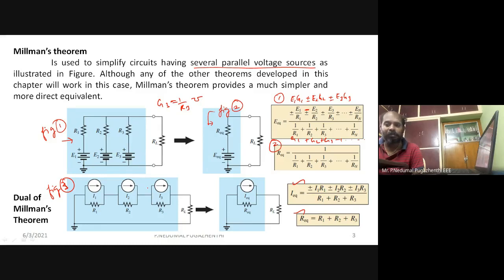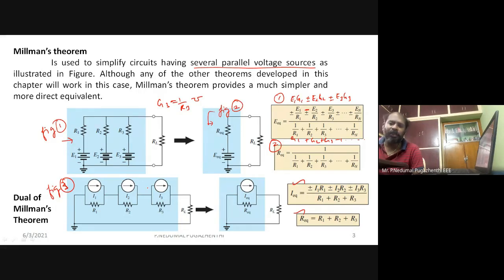This is a direct formula-based theorem, which can also use a three-step methodology using source transformation, and then we can adapt Millman's theorem there. That is also possible. So this is one method: you can directly use these formulas to find the equivalent Millman's network, and then finally go for finding the parameter which has been asked. But we can also use a three-step methodology. I will go to the next slide, which has that three-step methodology.